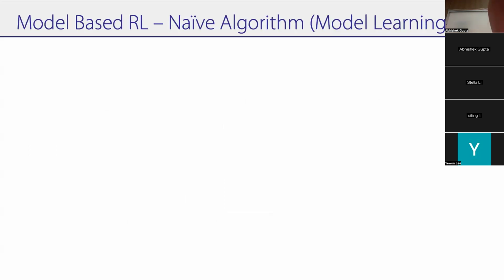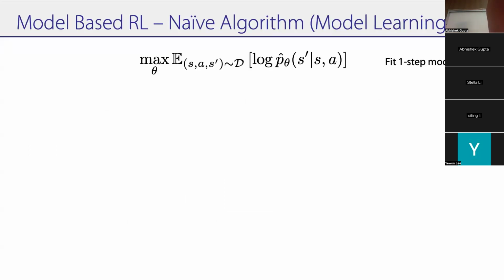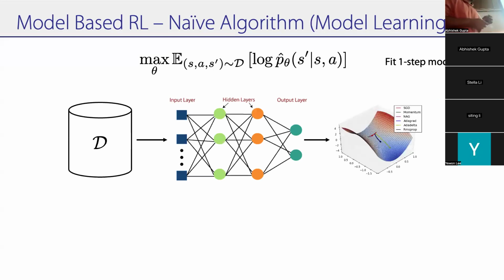So let's start by thinking about what model learning looks like, right? With maximum likelihood, you'll notice here that we're fitting a one-step model, which means I'm not fitting multiple steps into the future. I'm fitting one step, which is saying that I'm at S, I take A, and I want to figure out what S prime I go to, right? And so I'm going to choose a class of models, P theta hat, and I'm just going to learn a bunch of one-step models with supervised learning.